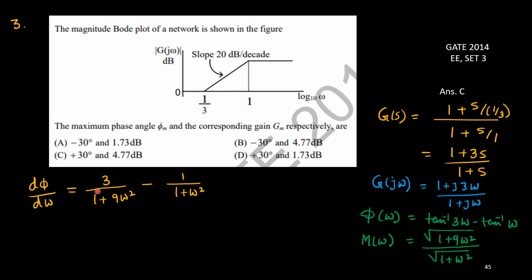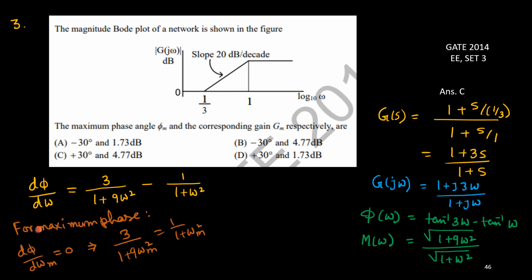So it is 1 upon 1 plus 9 omega square, and again the derivative of 3 omega is 3. That's how the 3 is coming. Minus the derivative of tan inverse omega, which is 1 upon 1 plus omega square. That's simple. Now, for maximum phase, I'll put it equal to 0.